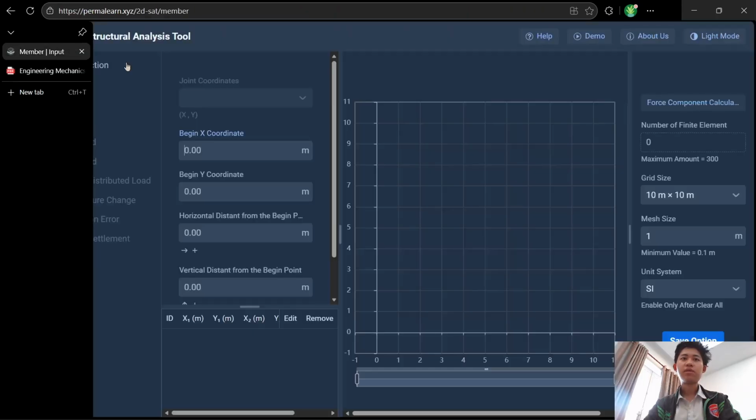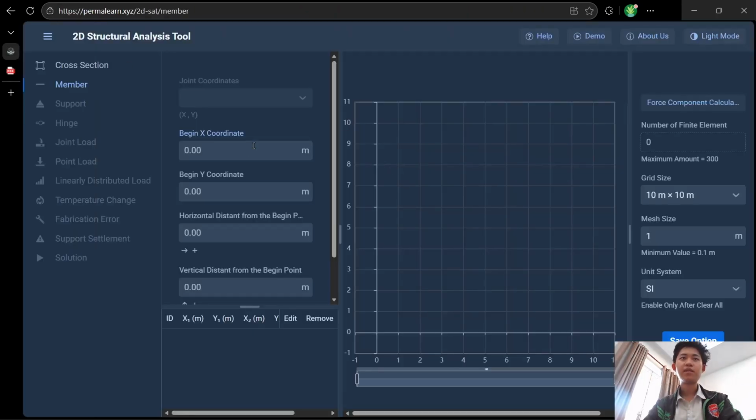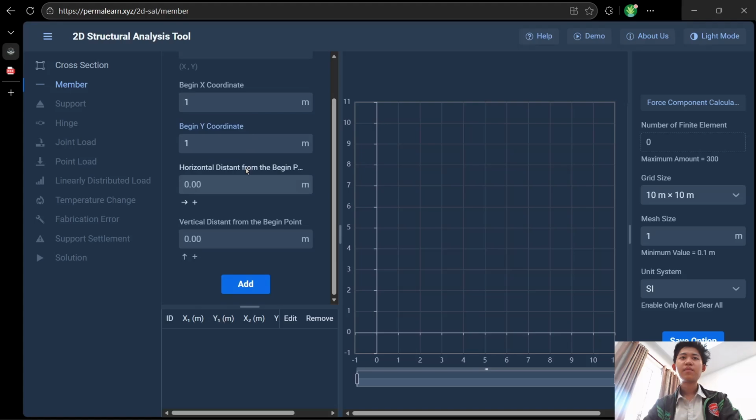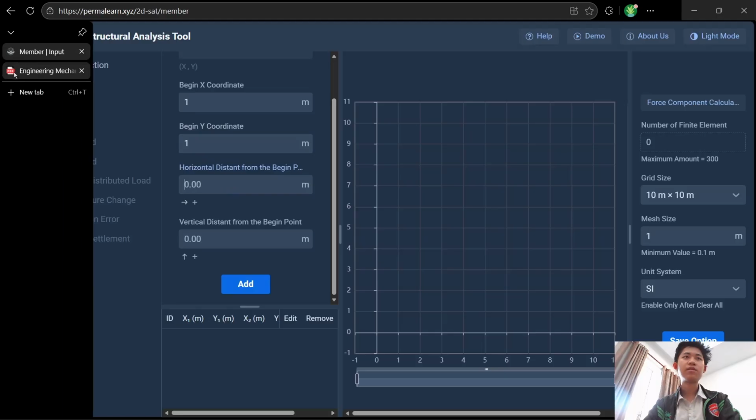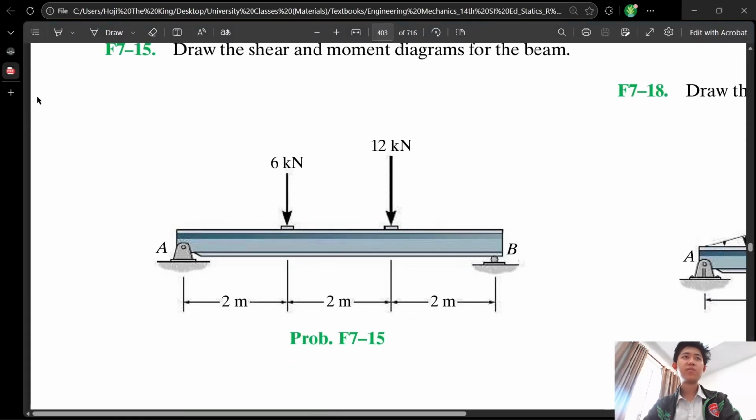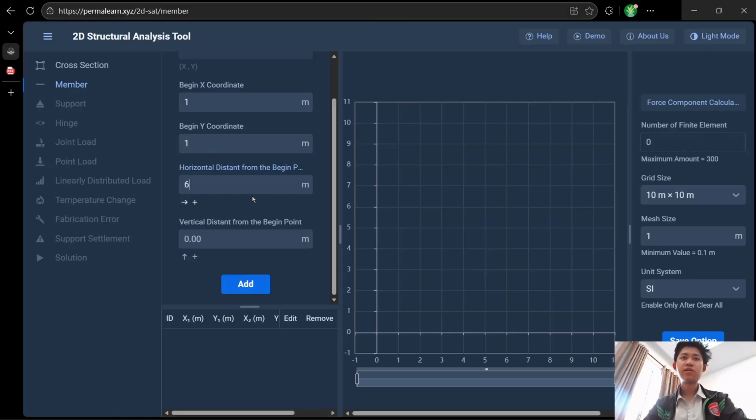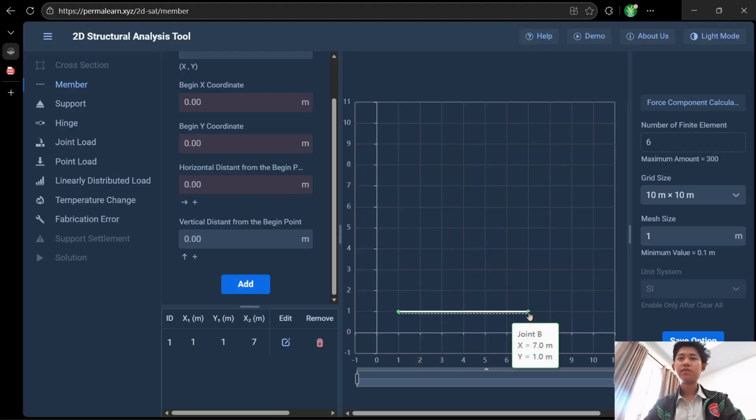So now let's draw the free body diagram. We can input our coordinates first. Put the x at 1 and y also at 1. And input the horizontal distance, and we can see it's 6 meters. So we can just put 6 and add it. So now it is 6, from 1 to 1 right here, so 6 meters in total.